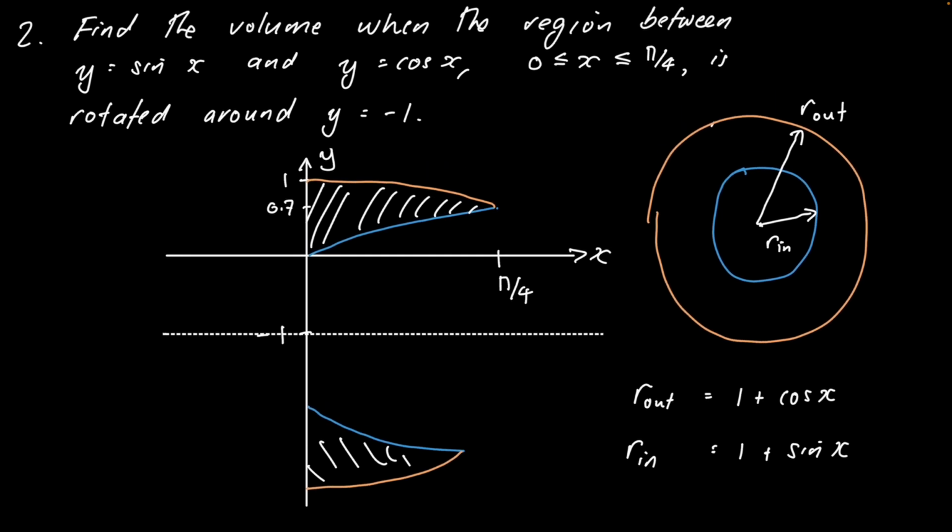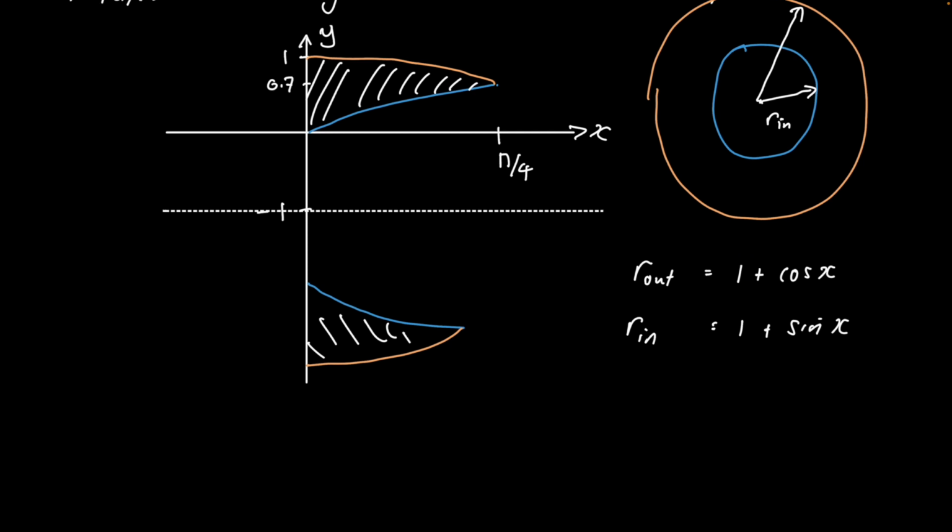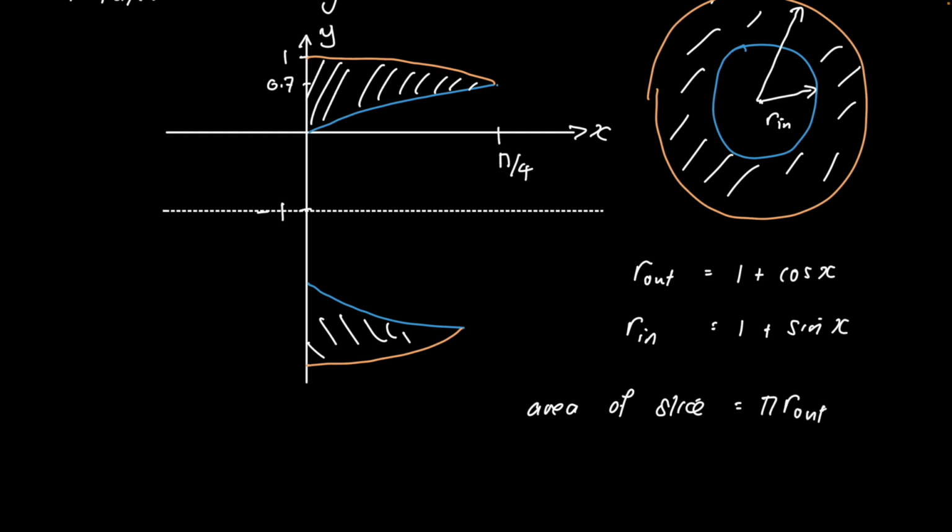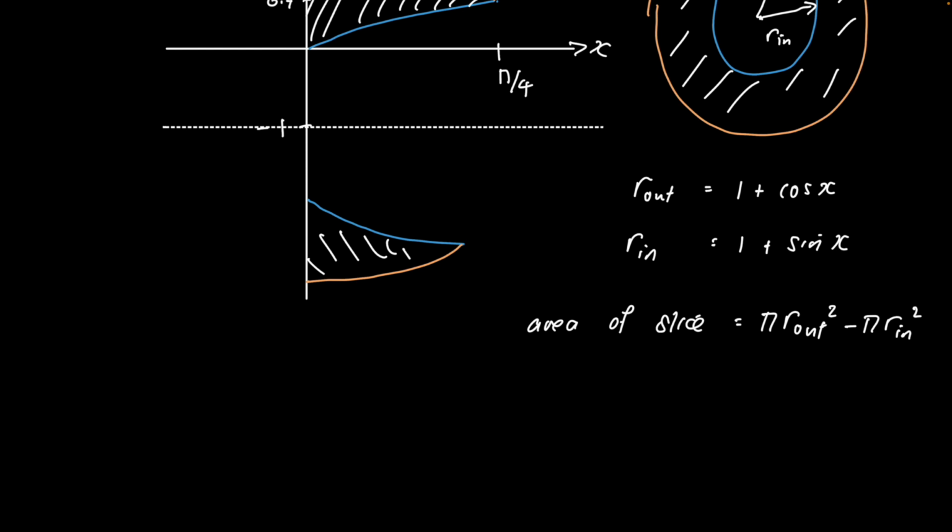All right, so if we want to find the area of this slice, if you like, this is just a chop through our surface, that's going to be pi times the outside radius squared minus pi times the inside radius squared. And so that equals pi times (1 plus cos x) squared minus pi times (1 plus sine x) squared.